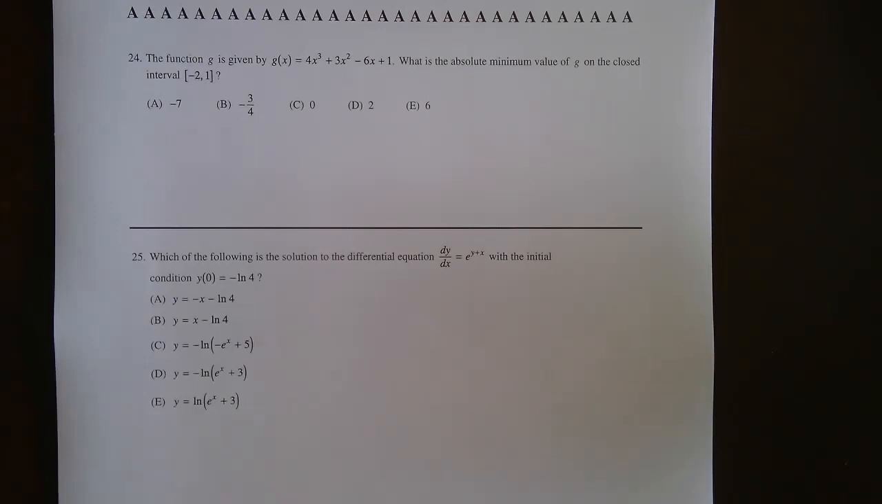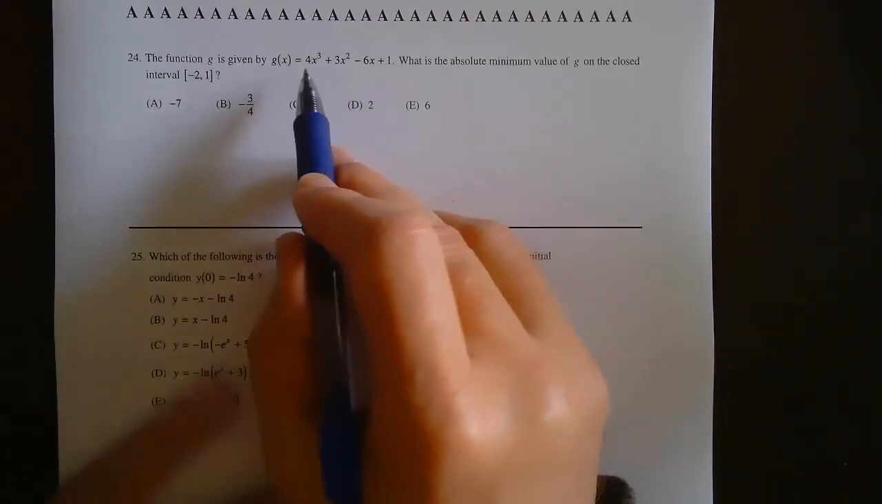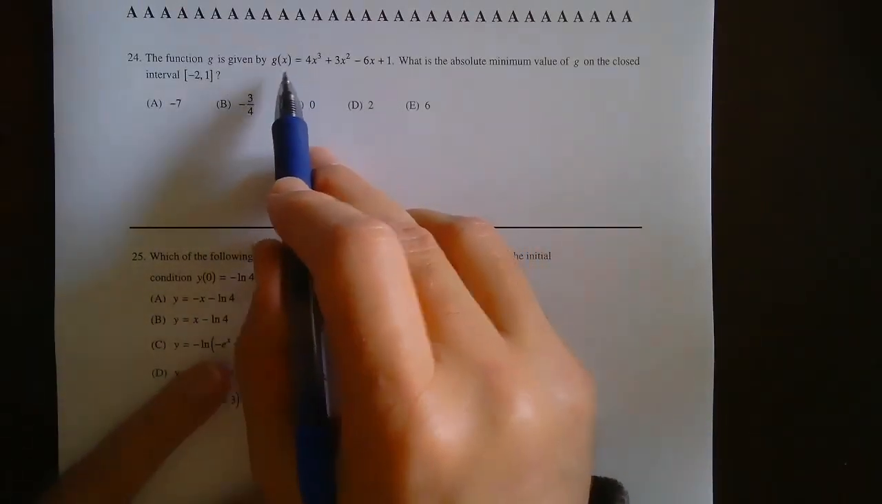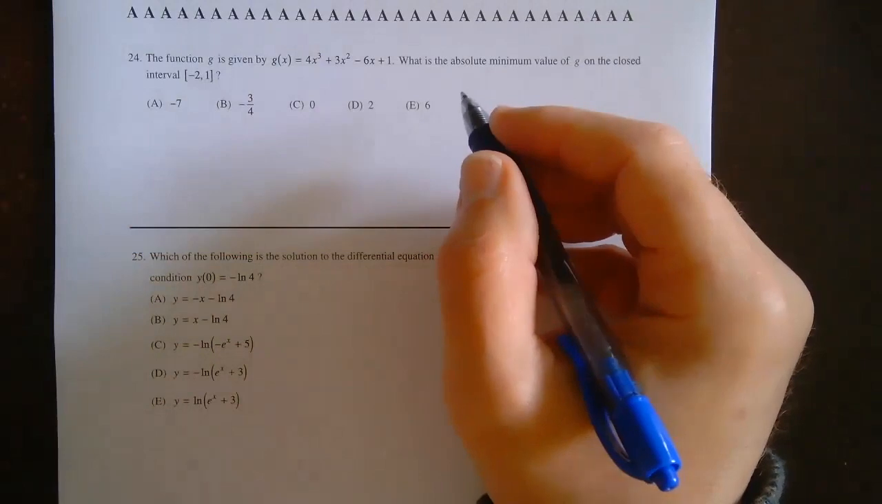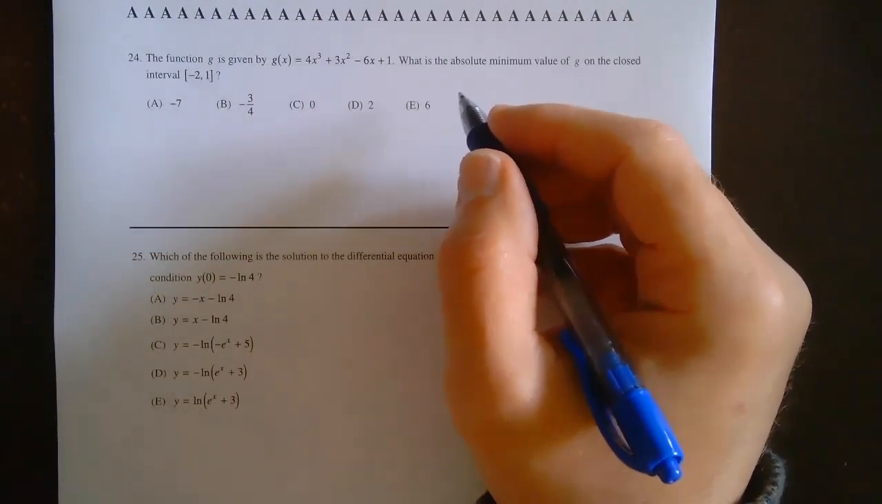What is the absolute minimum value of g on the closed interval, -2 to 1? Okay, so this is a closed interval test, or candidates test. And so we've got to find the critical numbers for g of x. The critical numbers are where the derivative is either 0 or undefined.